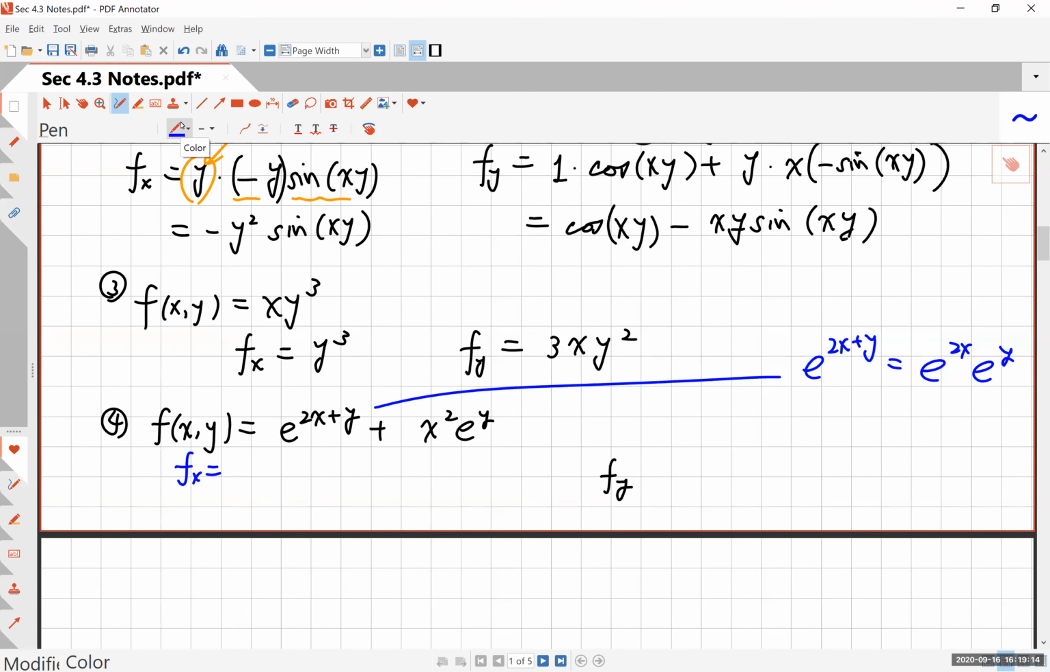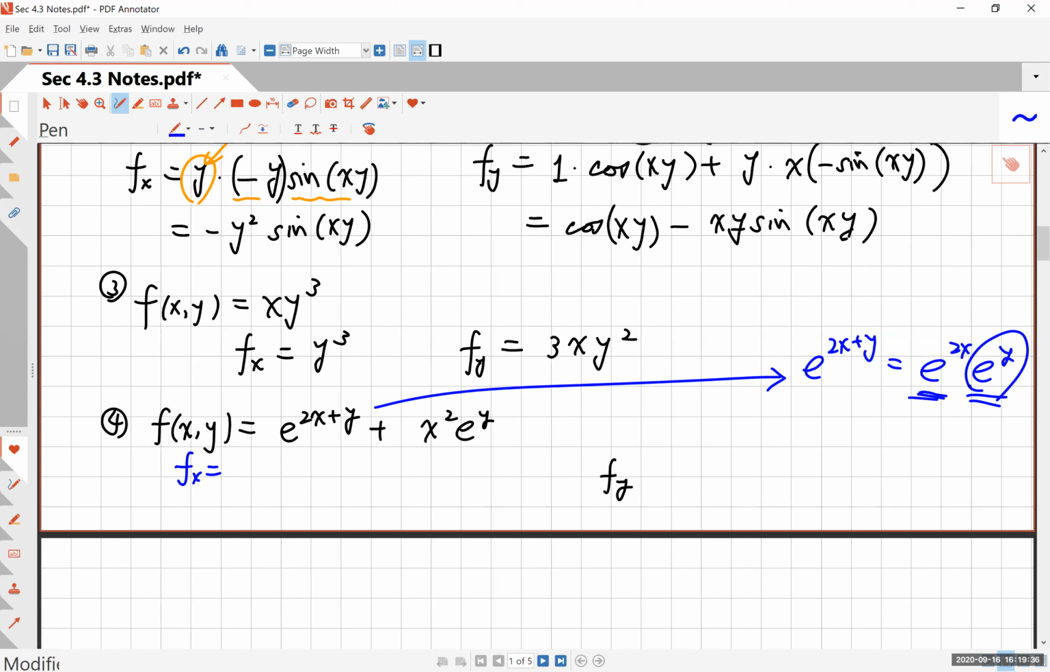Okay, so what you should observe first is this whole expression e to the (2x plus y) is equivalent to e to the 2x times e to the y. I hope you knew that, right? So as far as the partial with respect to x is concerned, if you're trying to differentiate this with respect to x, this whole thing is a constant.